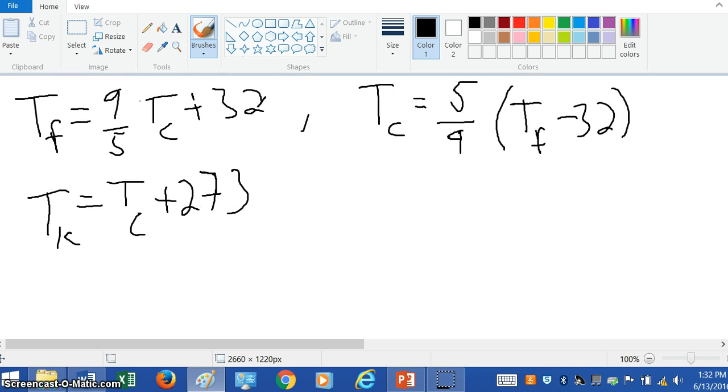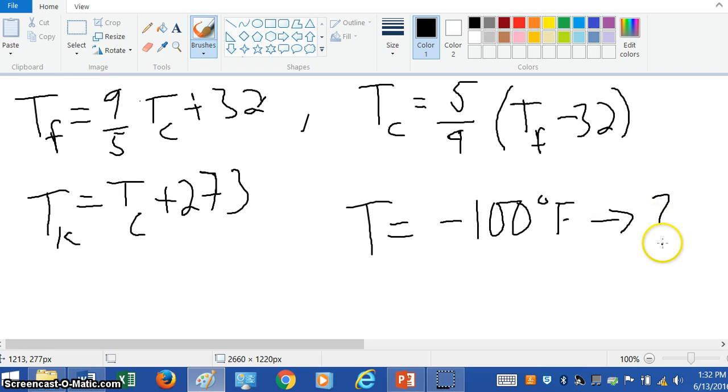Alright, for our next example, we're going to use these equations to convert the temperature of negative 100 degrees Fahrenheit, and what I want to do is convert that to some number of Kelvin. And by the way, with Kelvin you don't say degrees. With Fahrenheit you do, and with Celsius you say degrees, but not with Kelvin because it's an absolute scale. But that's beside the point.